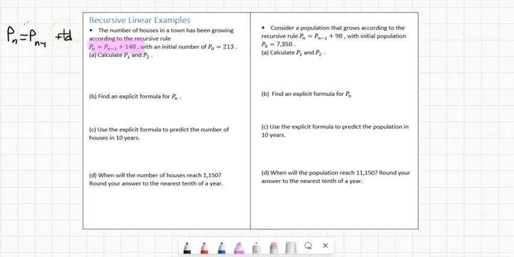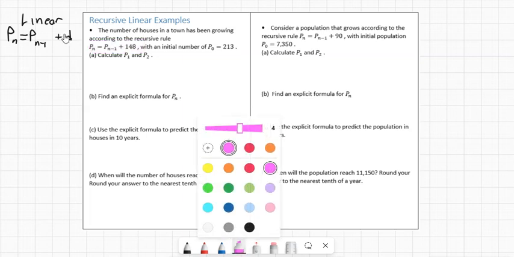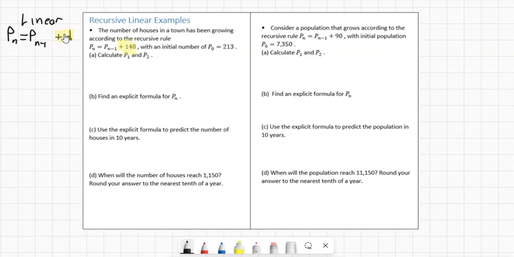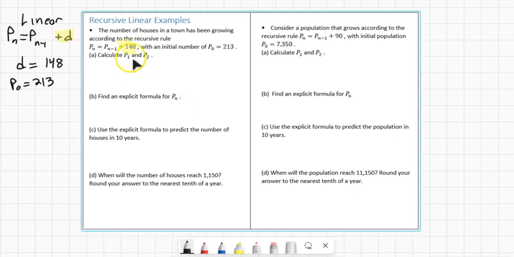This is linear. And right away, we can see that the plus 148 is D for this problem. This is nice. D is 148. We're also given P sub 0 is 213. So that's enough for us to create the explicit model as well. But let's work with the recursive linear model first.